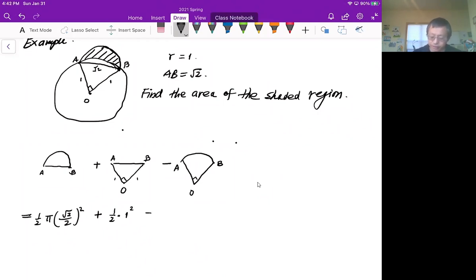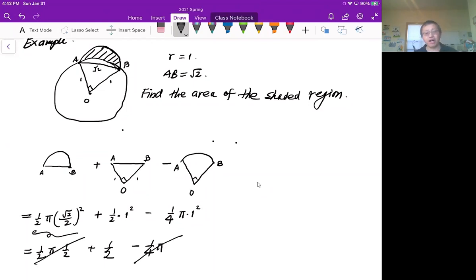What's the third one here? The third one is the sector, so it's a quarter of pi r squared. So what is this guy here? This is a half times pi times the square of root 2 over 2, that's another 1/2. And the other one is minus 1 over 4 times pi. The good news is that the 1 over 4 pi cancels with the 1 over 4 pi, so that's actually 1 over 2.